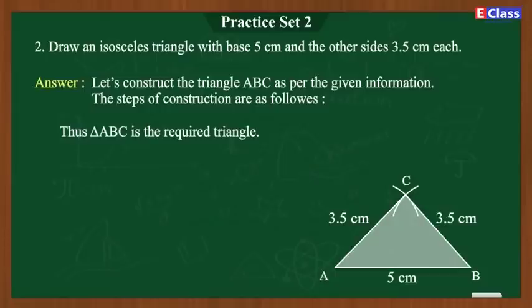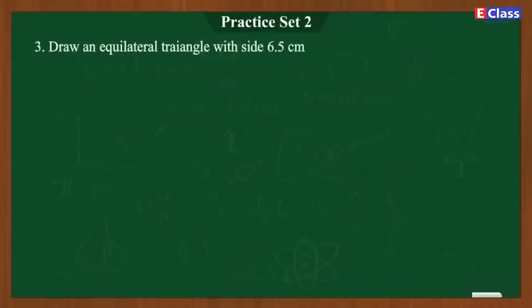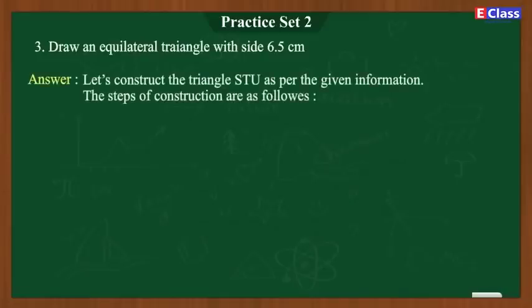Now students, let's solve the third question of practice set 2. Question number 3. Draw an equilateral triangle with side 6.5 cm. Answer. Let's construct the triangle STU as per the given information. The steps of construction are as follows.